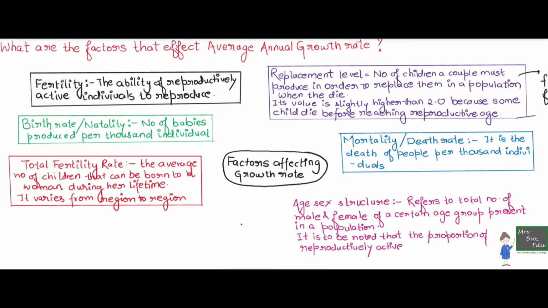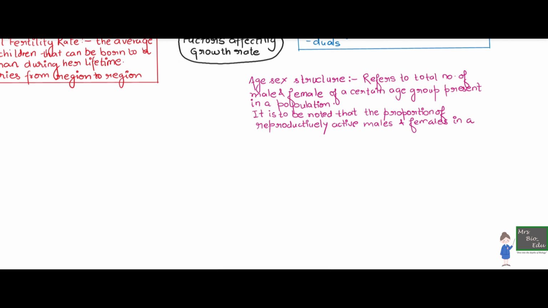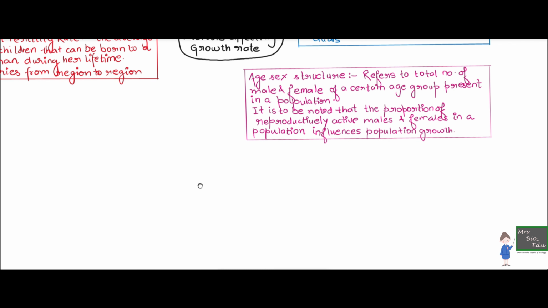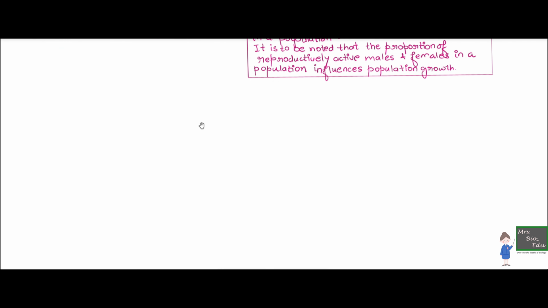So for example, if I take a range of say 15 to 45 years, I have to see how many males are in that range and how many females are in that range, and the ratio of the two is what represents the age-sex structure. Now we have to understand that this is a very important parameter because it makes us understand how much growth we will expect in the next year, because the more fertile males and females or couples present, the more the growth rate would be.